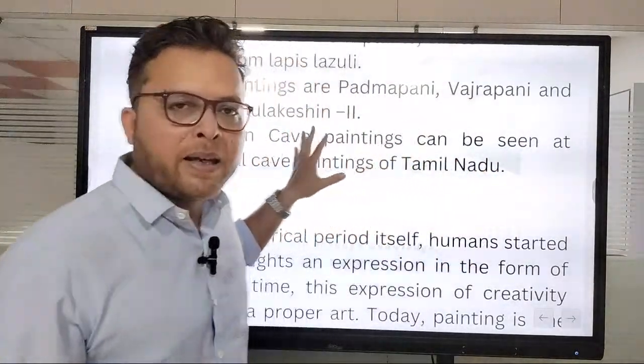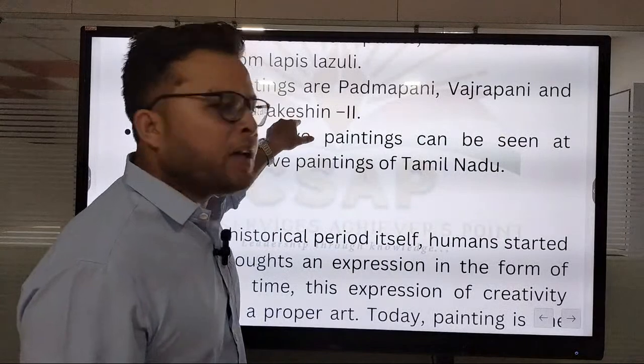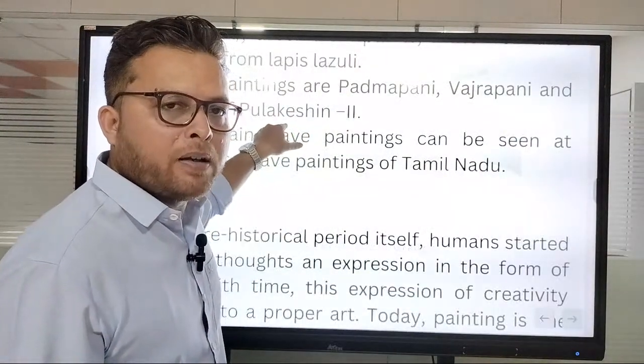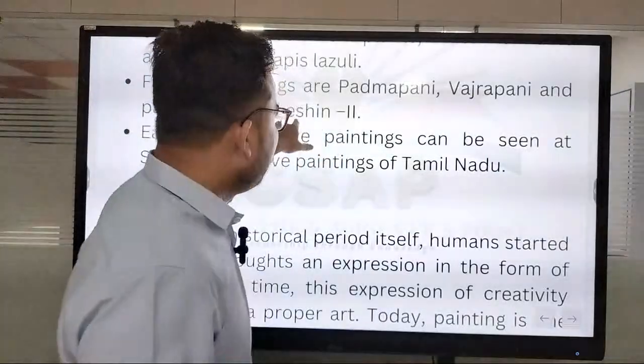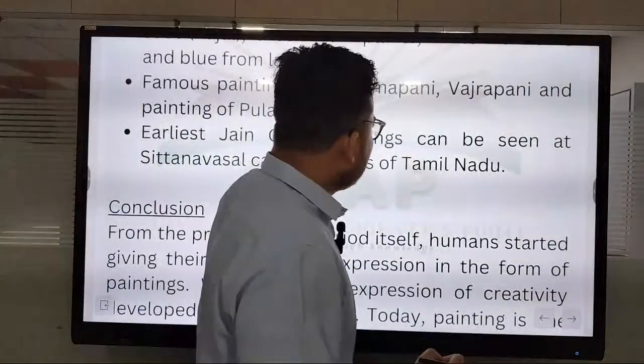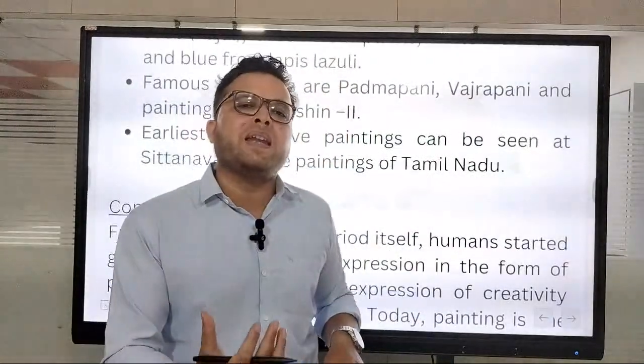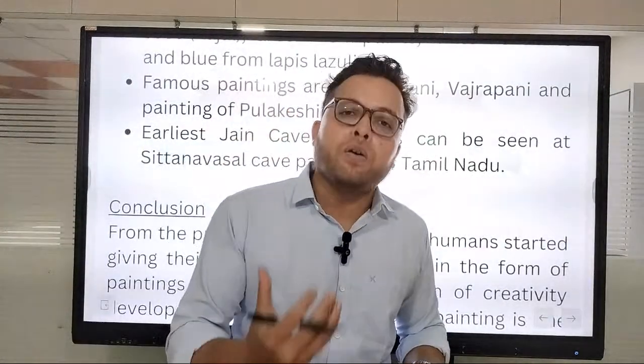Pulakeshin the second is also said to have defeated Harshavardhana of Thaneshwar or Harsha of Kanauj. Very very powerful ruler. And in this picture, he has been shown receiving an embassy sent by the Shah of Iran, Khusru.